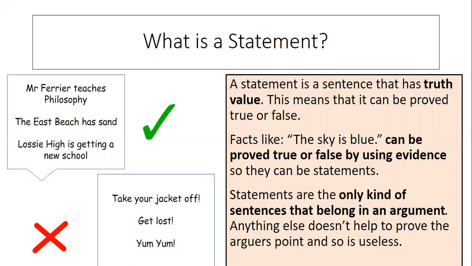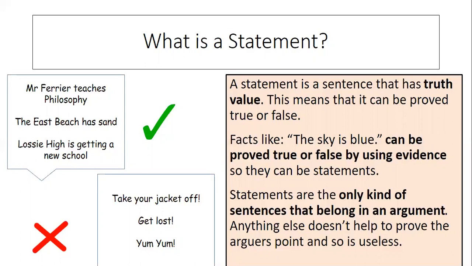Another example, Lossy High is getting a new school. Well, all you have to do is look at the back of our current school and see that a new one's been built for us. Again, it's proven true that Lossy High is getting a new school. So, facts like the sky is blue can be proved true or false by using evidence. So they can be statements. They, again, are proven true or false by evidence.